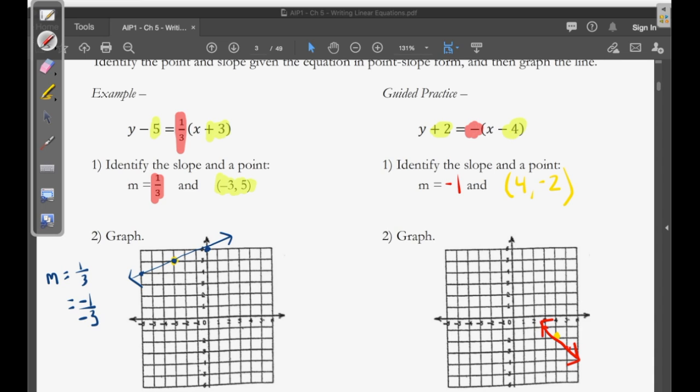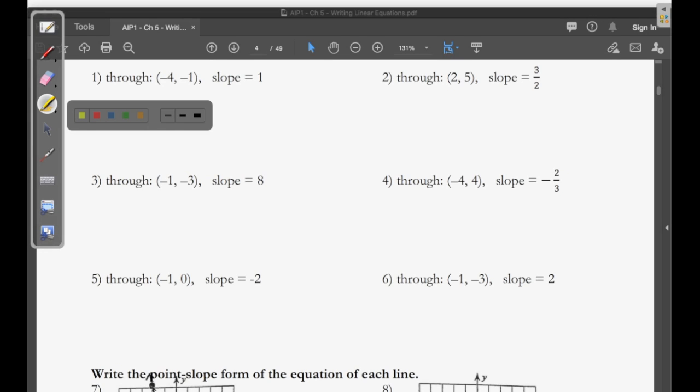You're going to have an assignment for the lesson, but before you do that, I just want to go over some key terms. On the next page, you're going to see the words through (-4, -1), slope equals 1. That's fine. The word through is just saying, hey, the line that you're trying to find, the equation of the line you're trying to find, this is the point that it goes through. Awesome. Now I have a point and I have a slope.